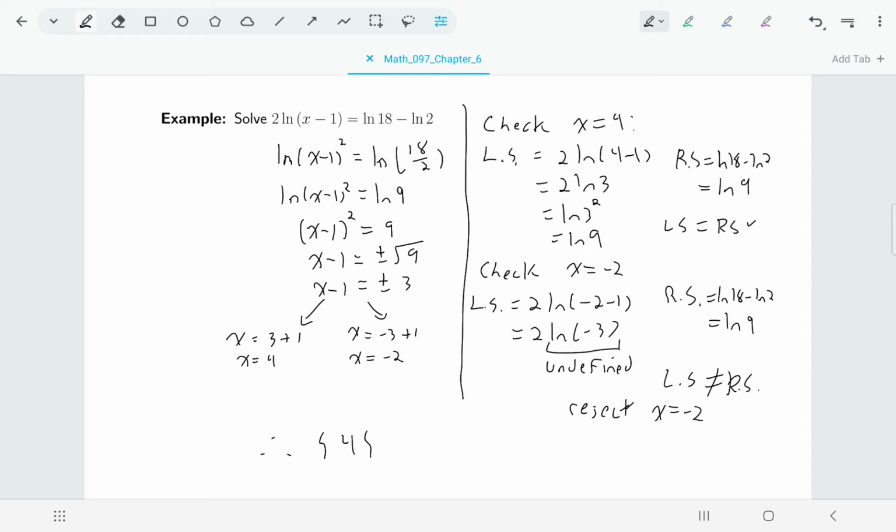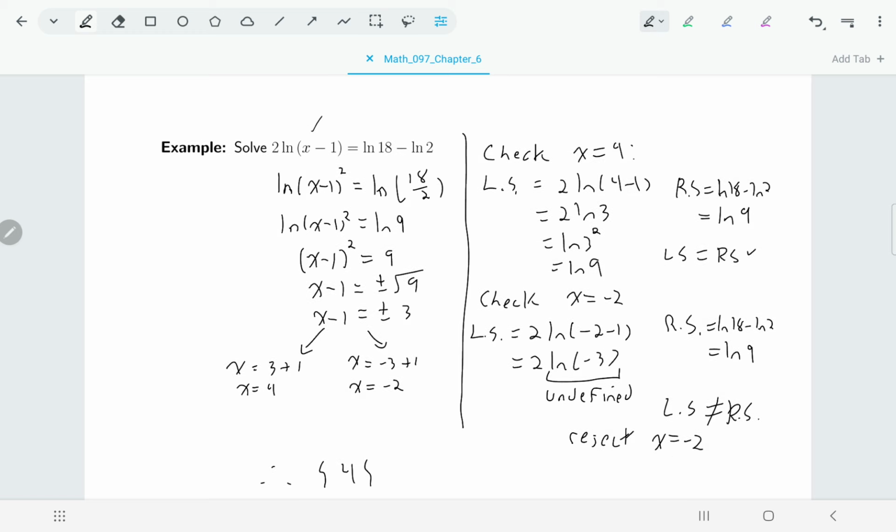Just as a little side note, the fact that negative 2 is being rejected shouldn't be a surprise to us, because if we were thinking about the function y equals natural log of x minus 1, that's a log function that's been shifted to the right by 1. For that function, the domain would be only things that are larger than 1, which means that if you put in an input for x that was 1 or smaller, you would be undefined, and that's why negative 2 happened to be rejected. It's a number that's not in the domain of that logarithm, which is why that logarithm was undefined.